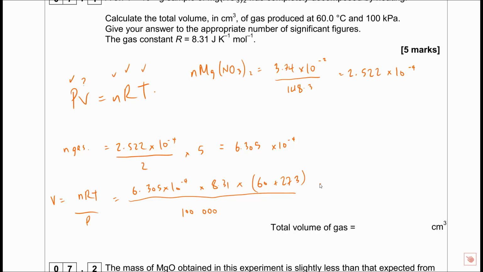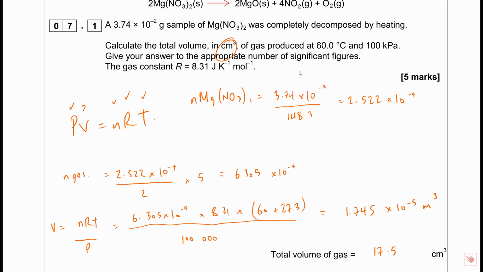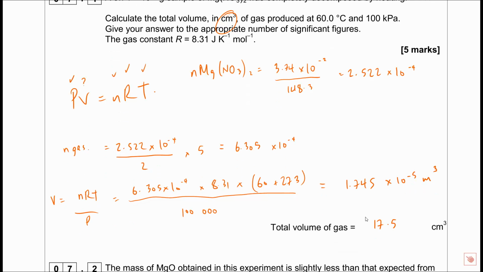Okay, so that gives us our volume. Bear in mind that's going to give us a volume of 1.745 times 10 to the minus 5 meters cubed. They ask for it in centimeters cubed, so you've got to times that by 1,000,000 to get the actual value, which comes out as 17.5. Appropriate number of significant figures: all our values are given to 3 significant figures, so 17.5 is fine. So I've rounded that and put it into the correct units there.